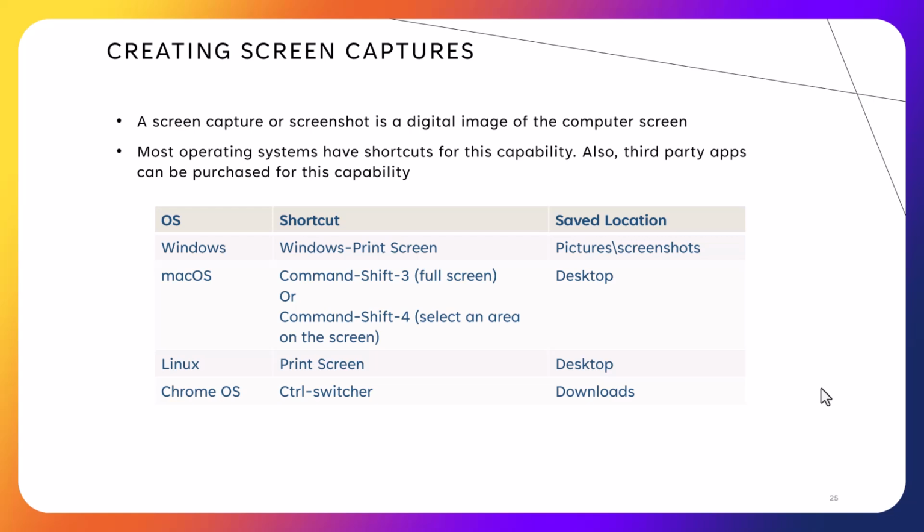So within Windows, you hit the print screen button. That is by default stored in the pictures, screenshots location. In Mac OS, you have Command Shift 3 to capture the entire screen, or Command Shift 4 to select an area on the screen. That is stored by default in the desktop. In Linux, you hit the print screen button, and in Chrome OS, you hit the control switcher button, and the locations are stored.